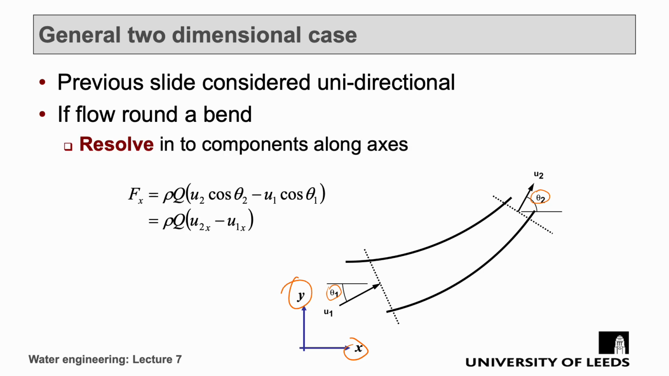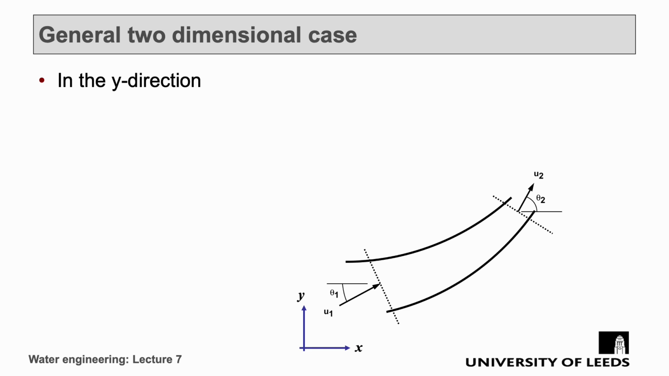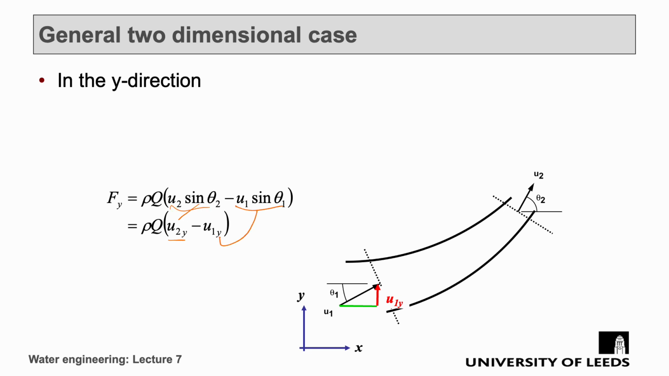So let's say we've got Fx equals rho Q (u2 cos theta 2 minus u1 cos theta 1), and I'll shorten the u2 cos theta 2 to u2x. So these are equivalent, both the same, just a shorter notation. I've indicated here in green the velocity x. In the y direction, we get Fy equals rho Q (u2 sin theta 2 minus u1 sin theta 1), and again I use this short notation for this expression here, just to simplify things.